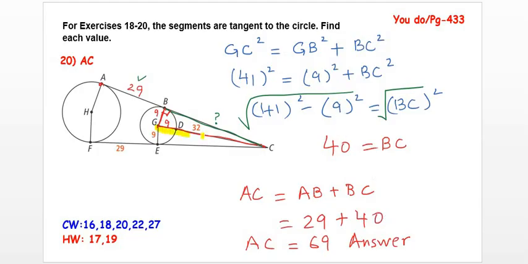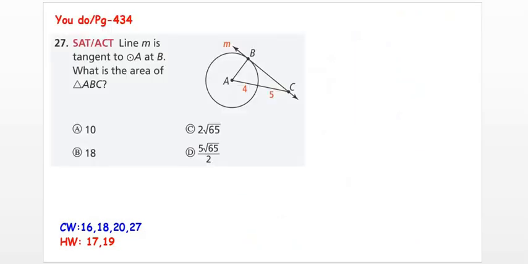How did I get 40? You can check from here. How long is this GC? It's 41. So according to the Pythagorean theorem, this is the hypotenuse, so 41 squared will be equal to 9 squared plus BC squared, and the rest of the steps are very simple. We have done them in many questions. So let's see, what do we have next? Okay, here is the next question.